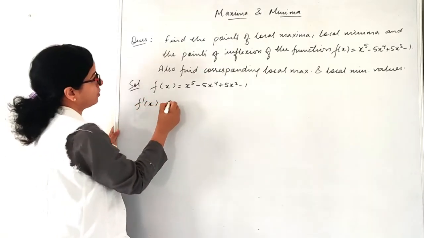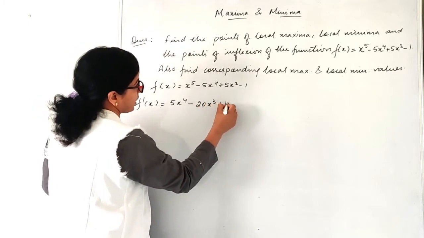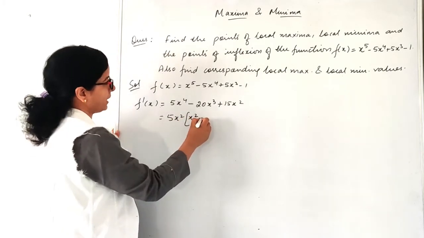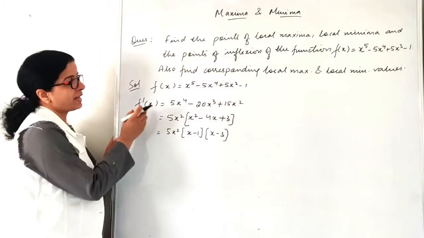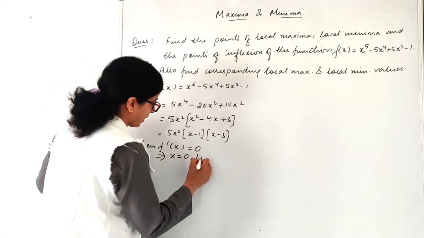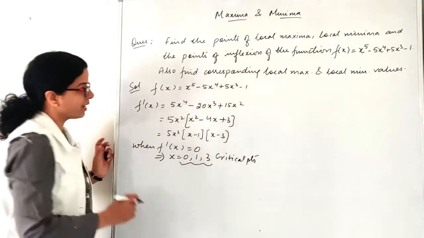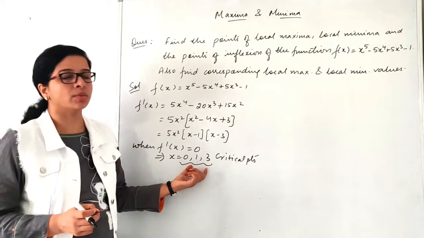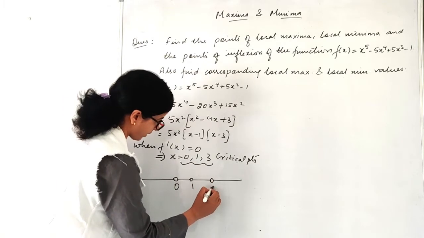f dash x is equal to 5x^4 minus 20x^3 plus 15x^2. Take out x^2 common. You can take out x^2 times (x^2 minus 4x plus 3). We can split it. Set f dash x equals 0. This implies x is equal to 0, 1 and 3. So these are my critical points. Okay. With these points on the number line, I will check whether my points are maximum or minimum. So look here, 0, 1 and 3.